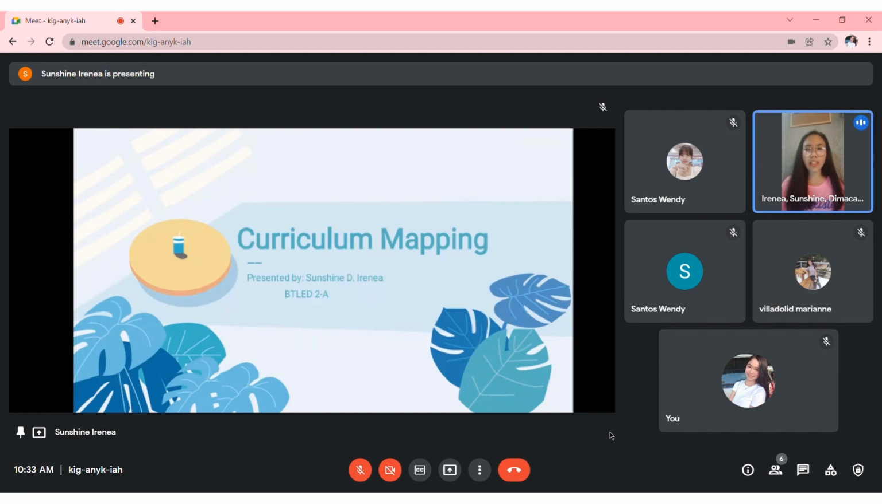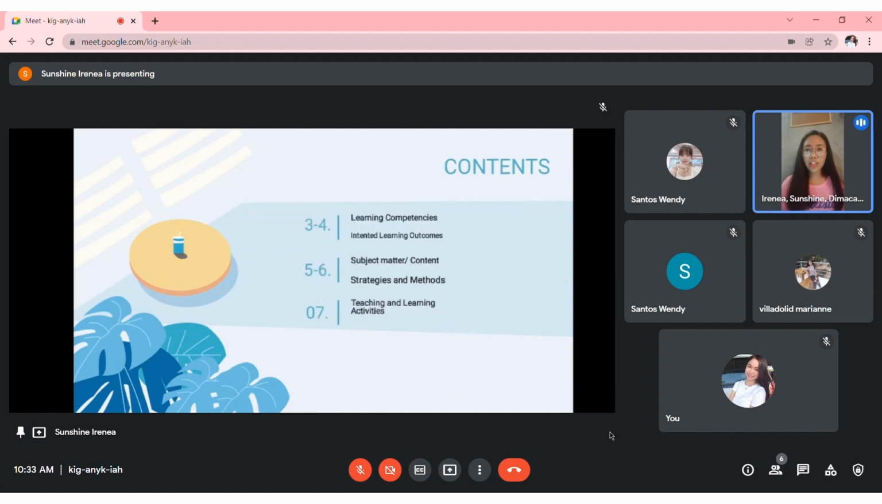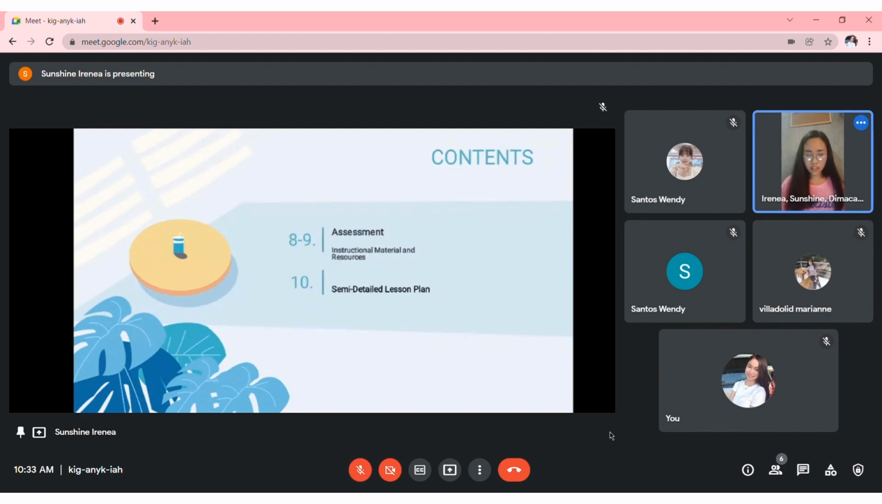Today I will be presenting the curriculum mapping and the lesson plan that I've made. So first, let me present the curriculum mapping. In the curriculum map, it includes the content standard, the performance standard, the learning competencies, intended learning outcomes, the subject matter or content, strategies and method, teaching and learning activities, assessment, and the instructional material and resources.